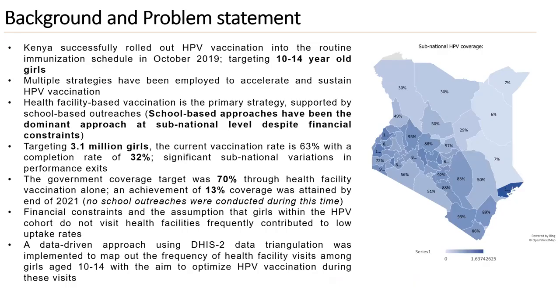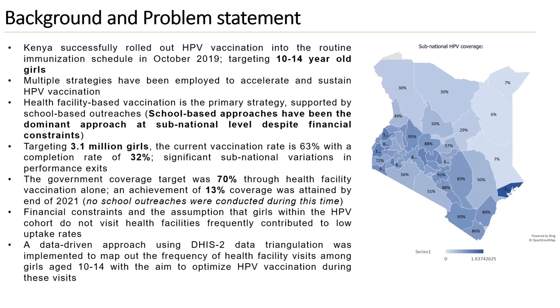So I'll just give a little background statement on why we're doing this. In Kenya in 2019, the government successfully rolled out HPV vaccination into the routine immunization schedule, targeting 10 to 14 year old girls. Since then, a lot of strategies have been employed to accelerate and sustain HPV vaccination. Health facility-based vaccination has been the mainstay approach, supported by school-based vaccination approaches. However, school-based vaccination has dominated despite financial strain to the subnational level.